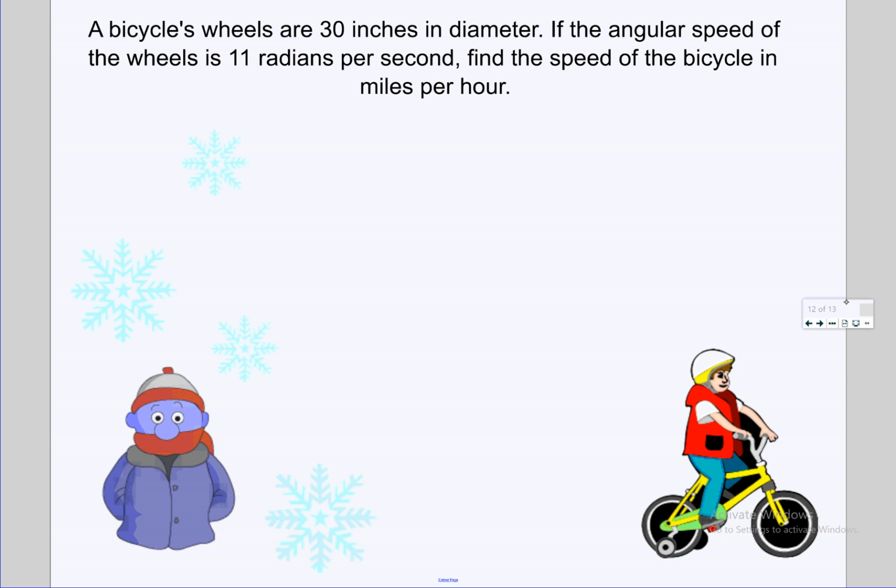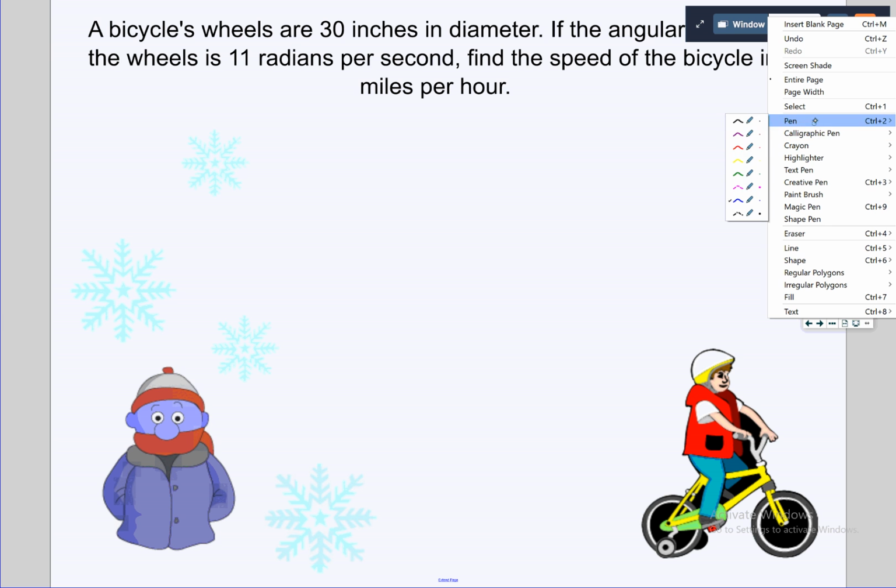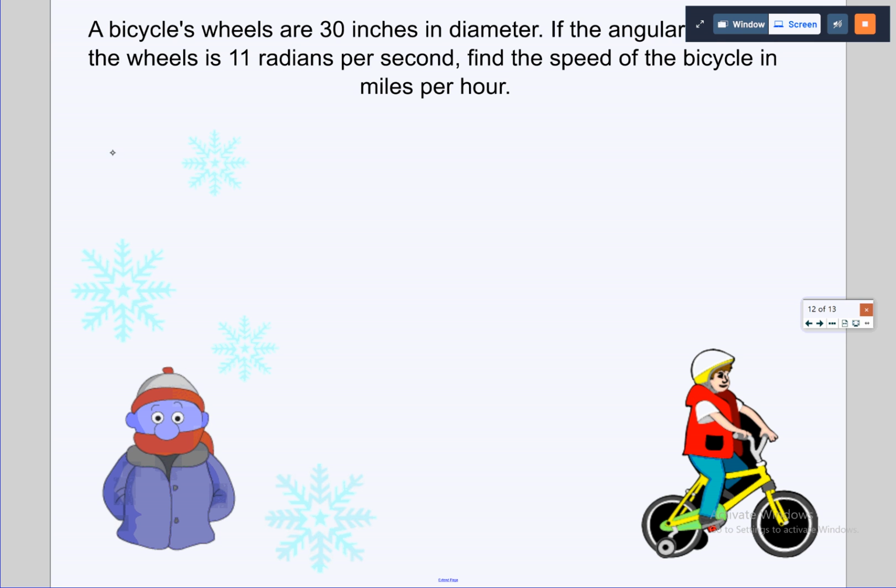Okay. So bicycle wheels are 30 inches in diameter. The angular speed of the wheels is 11 radians per second. Find the speed of the bicycle in miles per hour. All right, so what do I have in this problem? I have angular speed. Let's write that down. My w is 11 radians per 1 second. And labels are going to be important here. We're going to have a lot of different units, so I'm going to make sure I label.